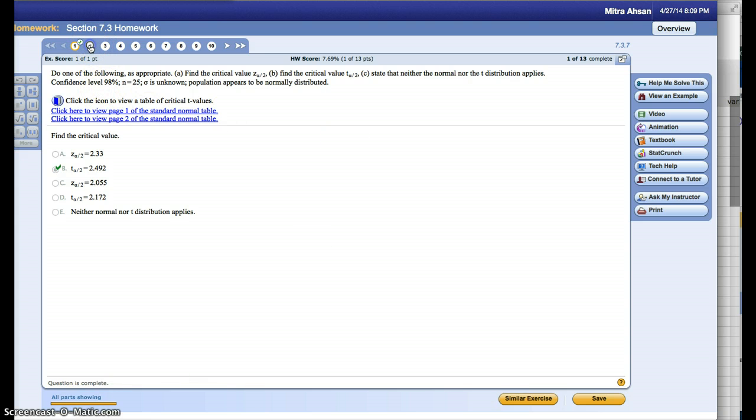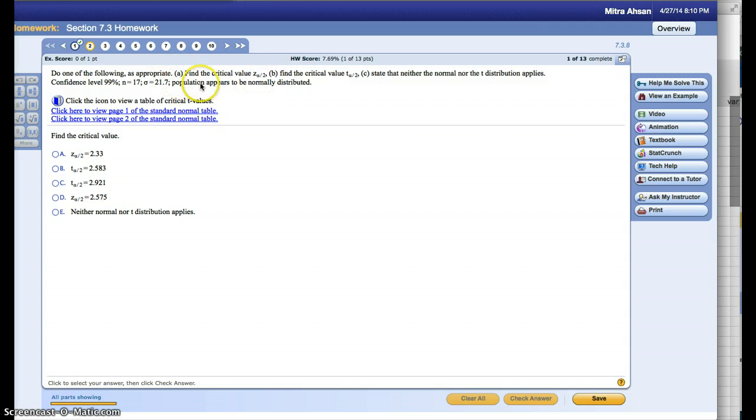Now let's see how we can do number 2. Number 2 is very similar. They're asking us to use either z of alpha over 2 or t of alpha over 2, or say that neither of those are appropriate. So right now the confidence level is 99%, n is 17, sigma is 21.7, and the population appears to be normally distributed.